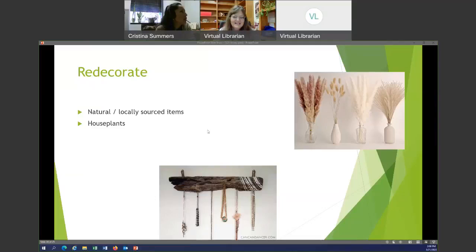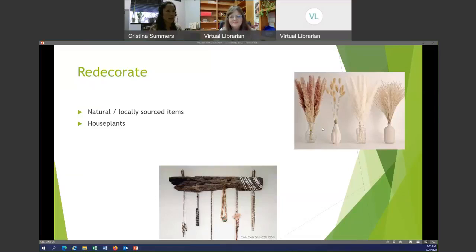Redecorate. Okay, so maybe looking at how you decorate your home, maybe bring more natural elements indoors. House plants have become real popular since COVID, I guess, right? And I've got a ton of house plants myself, but there are other ways too, like you see here. Actually, this picture is from Amazon, so they were selling these. I forget how much, but you can actually just go outside and collect some of this stuff, right?